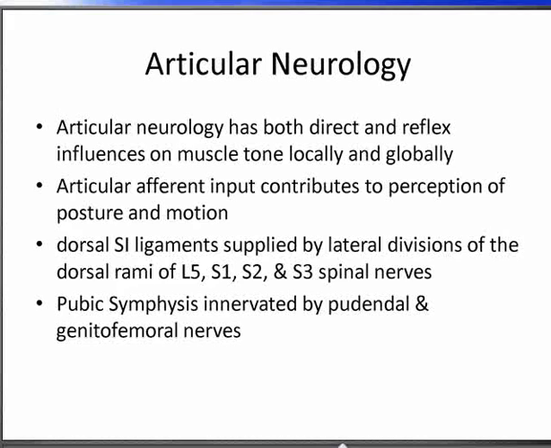All right, looking at the articular neurology, when we look at the nerve supply, what we're looking at is that there's both a direct and reflex influence on muscle tone, and this can happen locally and globally. Essentially, you have articular afferent input that contributes to perception of posture and motion. You have receptors within the joint capsule, and some of the ligaments are supplied by different divisions of the dorsal rami. Just be aware that L5, S1, S2, 3 spinal nerves contribute to this. The pubic symphysis is innervated by the pudendal nerve and the genitofemoral nerves.